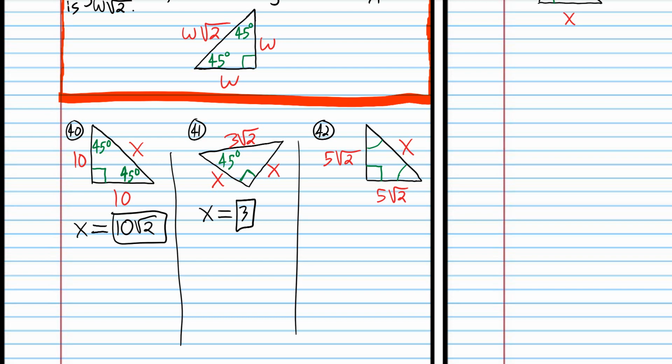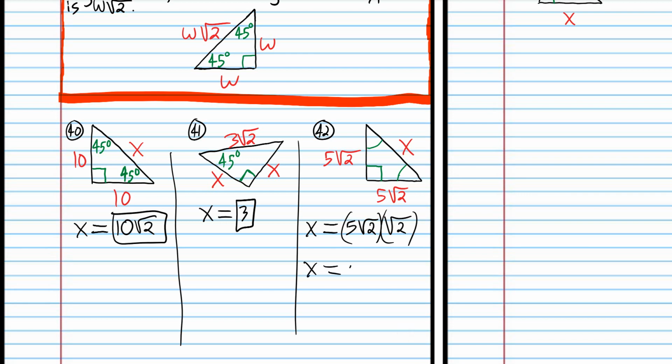So 42 is going to be a little bit more difficult because now we have 5 root 2 is equal to w. So this is a little confusing. Root 2 has nothing to do with it. These root 2's here have nothing to do with that root 2. So don't be tricked by that. So we have w. W is equal to 5 root 2. So this theorem tells us that the hypotenuse is equal to the length of the legs, w, times root 2. That's the hypotenuse.